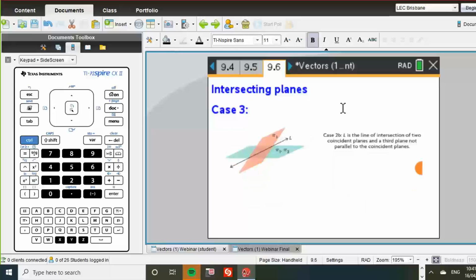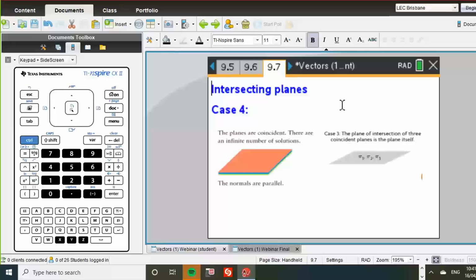Next, we've got a situation where L is the line of intersection of 2 coincident planes and a third plane not parallel to the coincident planes. We've also got where the 3 planes are coincident. There's an infinite number of solutions. The normals are all parallel.